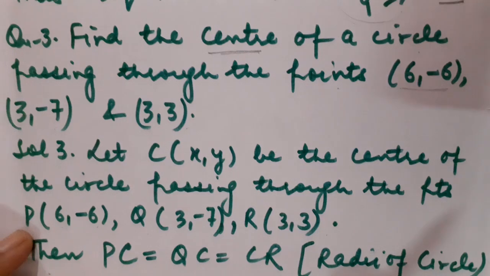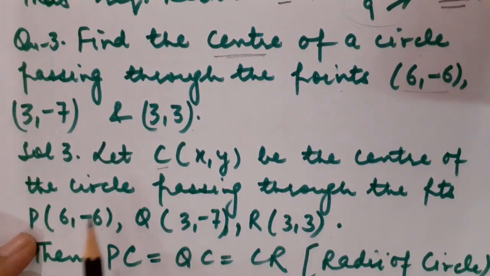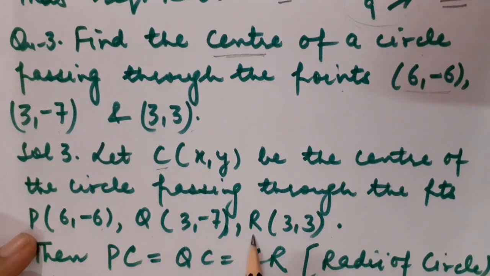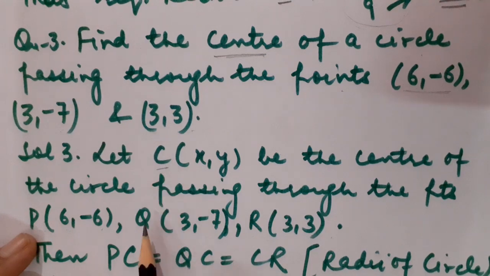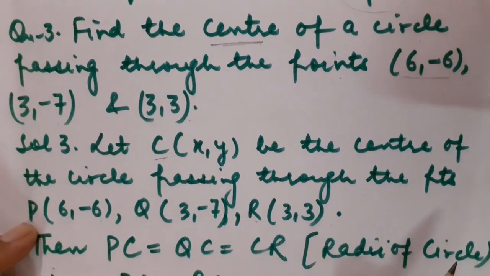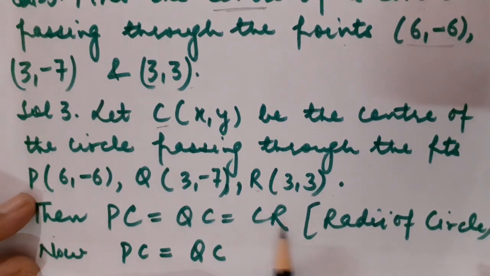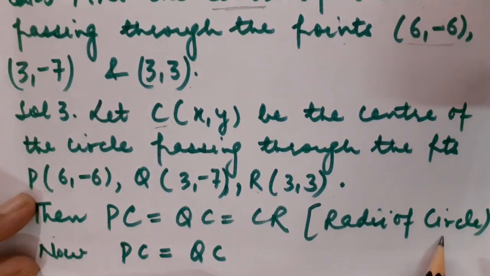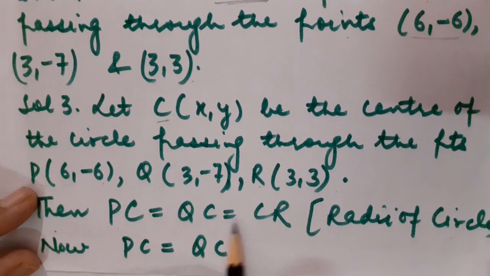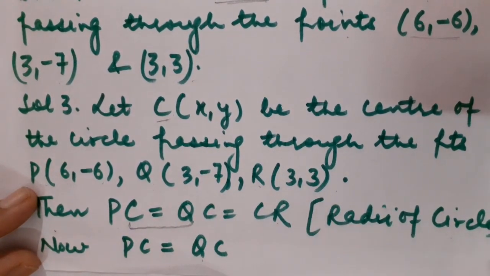Fine children. Children, you just tell me one thing. If C is the center point and these 3 points are going to lie on the circumference of the circle, then if I join P with C, Q with C and C with R, will they not become the radii of the circle? Correct? So the same thing I have written over here. That is PC is equal to QC is equal to CR. They all are the radii of the circle. Now when all the 3 expressions are equal, it means the first 2 are also equal. This I am going to show you through a diagram also.